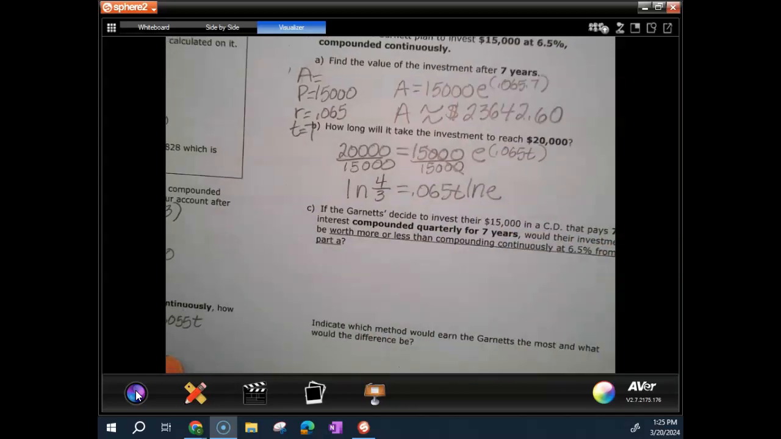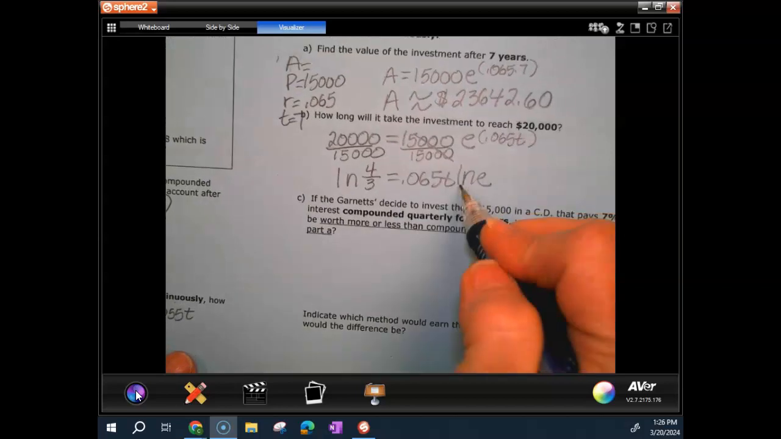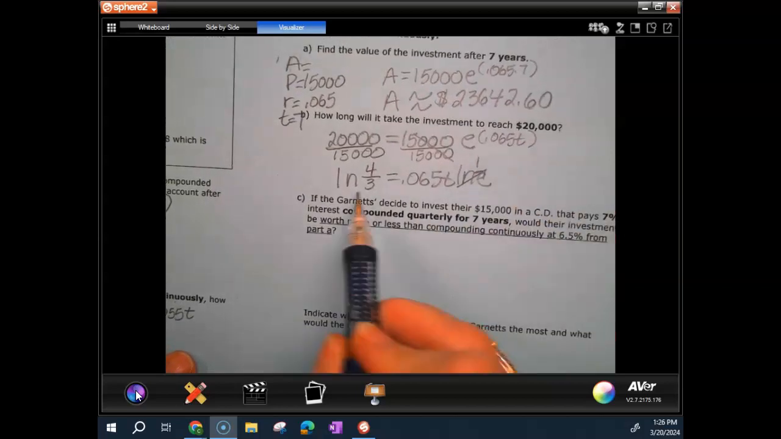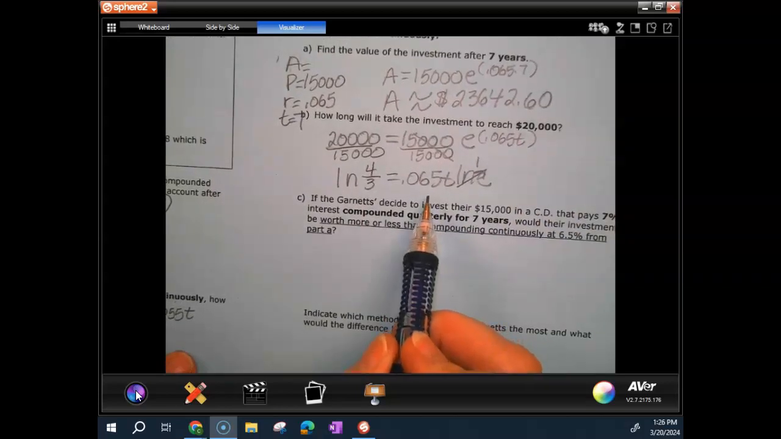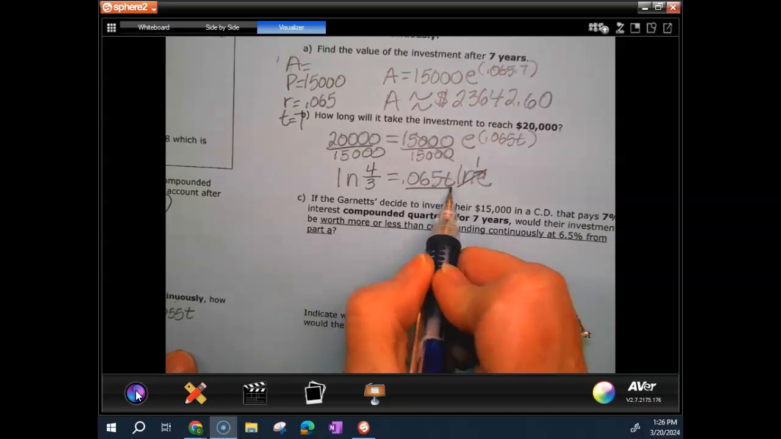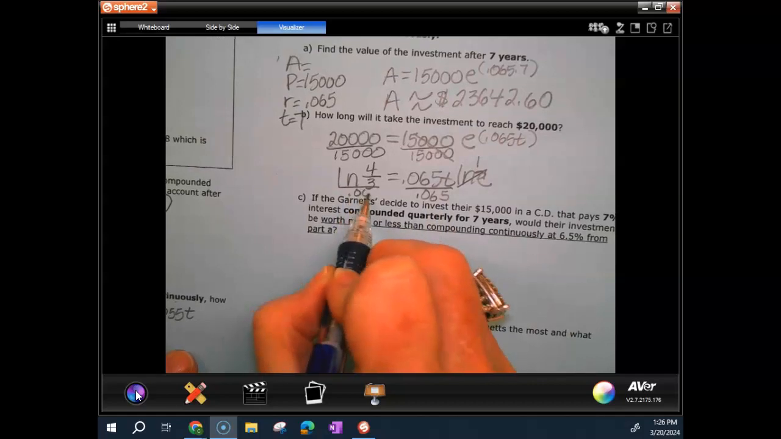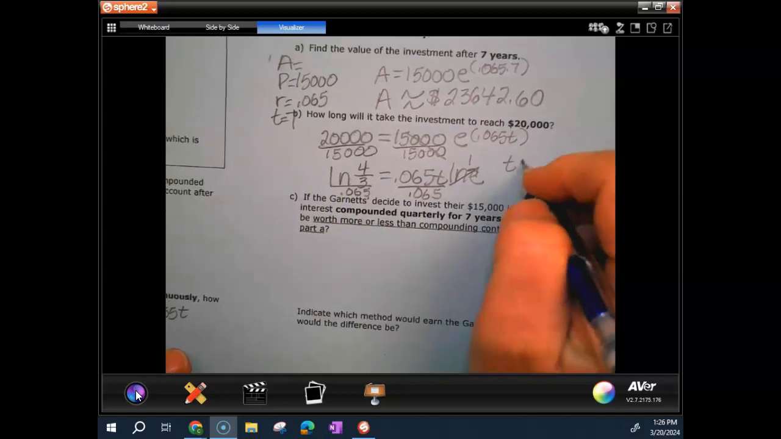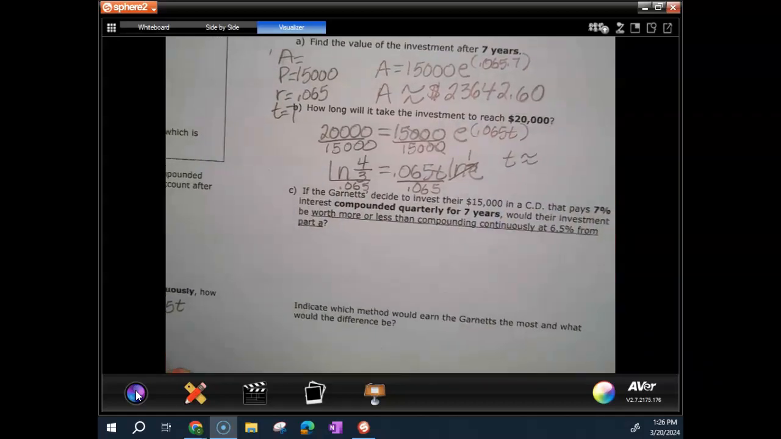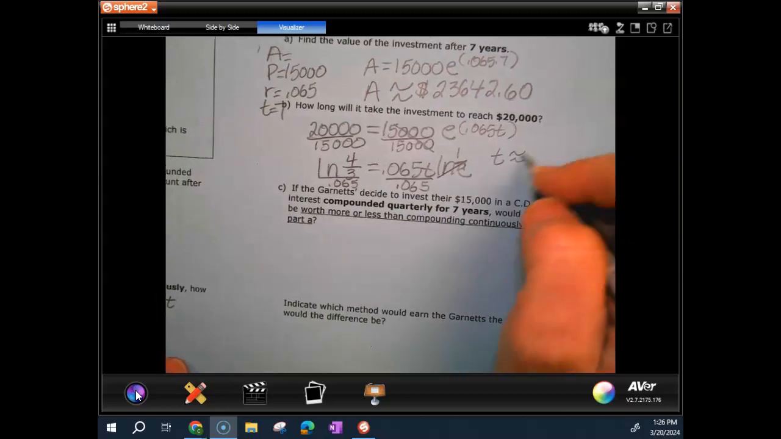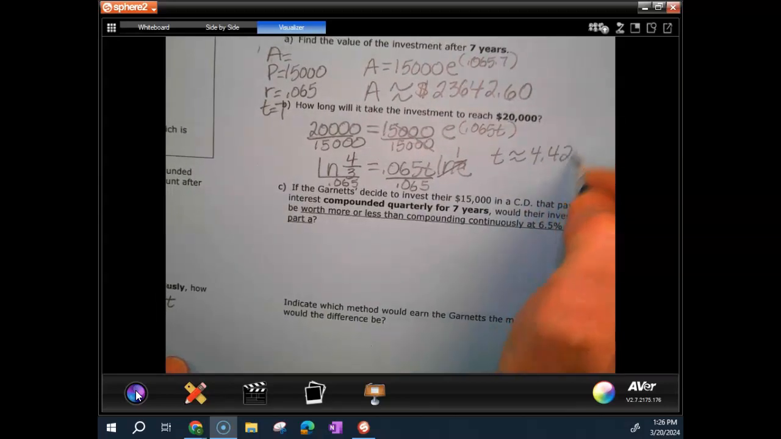of E. But what does ln of E equal? This is 1. And so what do I have to divide by? So I have to divide the whole thing by 0.065. And if I do that, my T is approximately equal to 4.426 years.